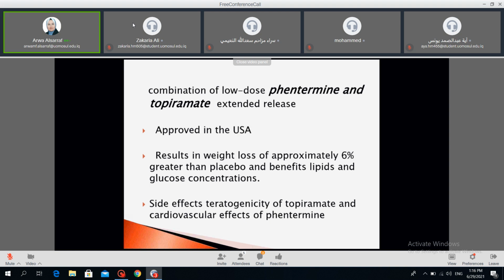The side effect of this combination mainly is teratogenic effect, so it shouldn't be taken by women in childbearing ages, or the patient should be advised not to get pregnant if she is taking it. Also, the phentermine may have some cardiovascular effects. It may cause tachycardia, hypertension, and if the patient has cardiac disease, it should not be given.